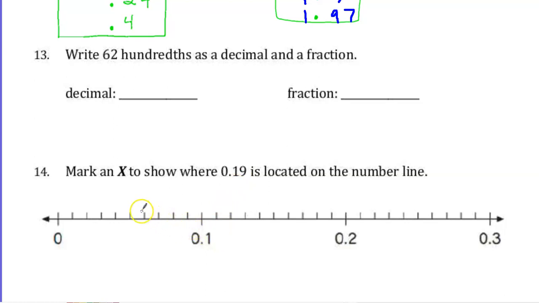Where would the correct x be? Would it be here, which we're going to say is letter A? Would it be here, which we'll say is letter B? Would it be here, which we'll say is letter C? Or would it be here, which we'll say is letter D? Which, A, B, C, or D, shows 19/100?